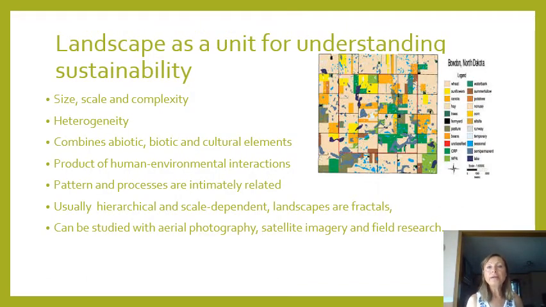As a unit for understanding sustainability, a landscape has its size and scale and complexity, and it is typically quite heterogeneous. That means it has many different elements, different types of surfaces in it. It combines abiotic and biotic and cultural elements. It can be a product of human-environmental interactions. While some landscapes can be more natural, some can be completely anthropogenic, but it's usually a mix of everything.